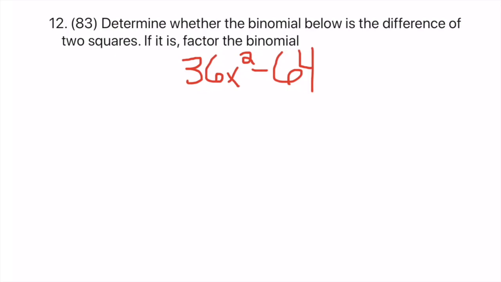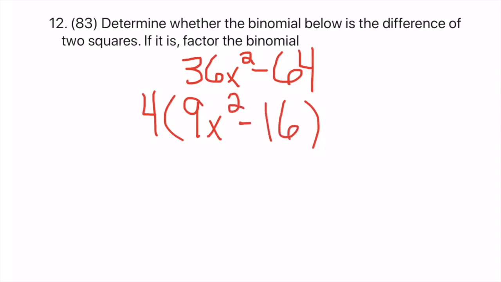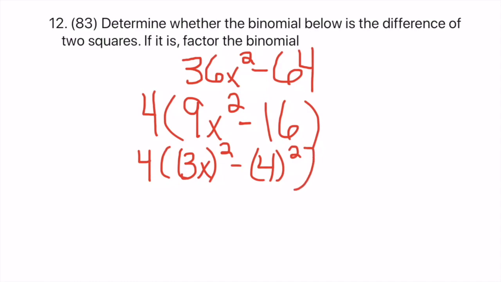36 and 64 are both divisible by 4. So first, I'm going to pull out a 4 and see what remains. I have 9x squared minus 16. So now, let's just look at the binomial, 9x squared minus 16. Notice that 9x squared and 16 are both perfect squares. So I can rewrite those just to show you as this would be (3x) squared and this would be 4 squared. So that right there is showing the difference, it's subtraction of 2 squares.